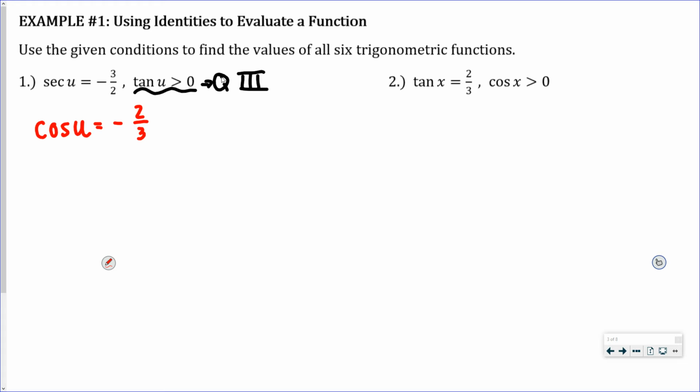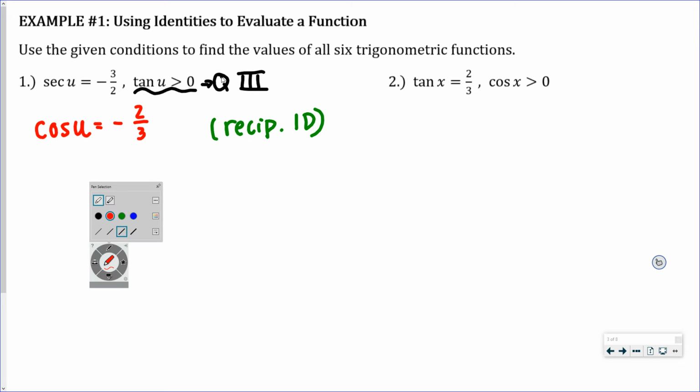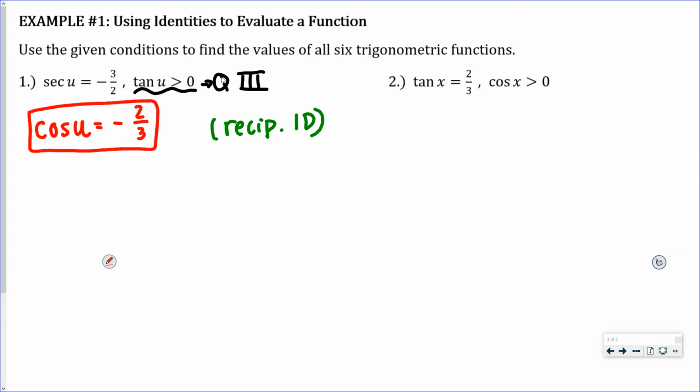-2/3. Now you don't have to write these down, but for your notes you can if you want. Technically, what you just used was the reciprocal identity. Technically, you just used an identity there to find cosine, and it's the reciprocal identity. So keep that list out that I just passed out to you.